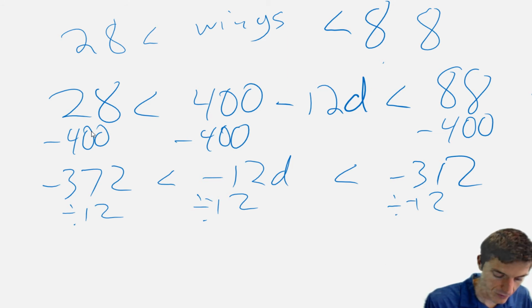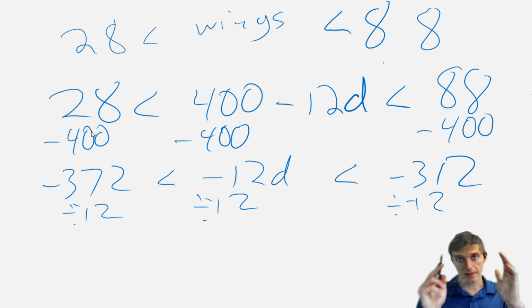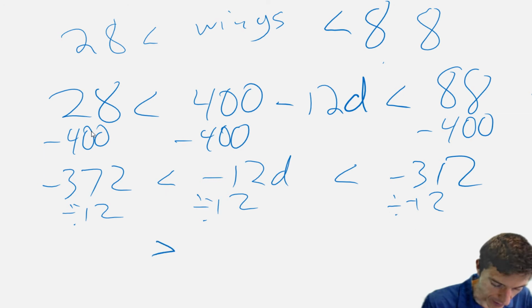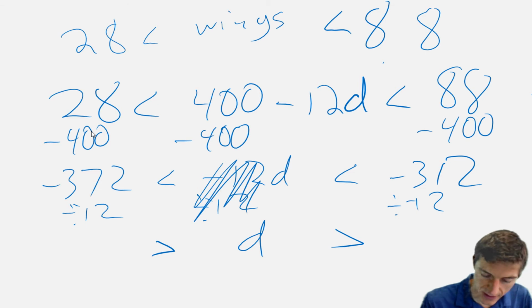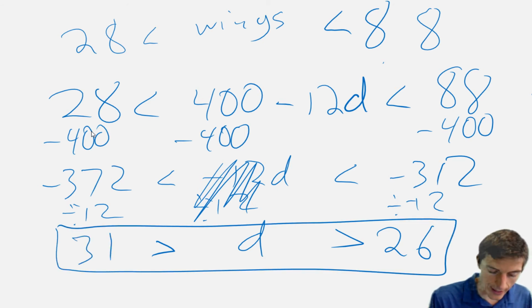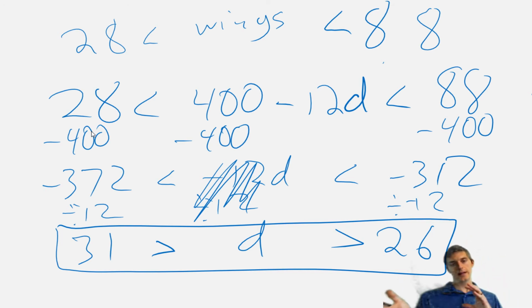And by 12, I mean negative 12, right? I hear myself saying divide by negative 12. Remember, anytime you divide by negative or multiply by negative, we've got to flip the sign. So this becomes a greater than sign and a greater than sign. And this cancels out, so I just have D. So divide 312, and this becomes 26. And 372 divided by 12, this becomes 31. So I'll have between those 88 wings and 28 wings between day 31 and day 26.